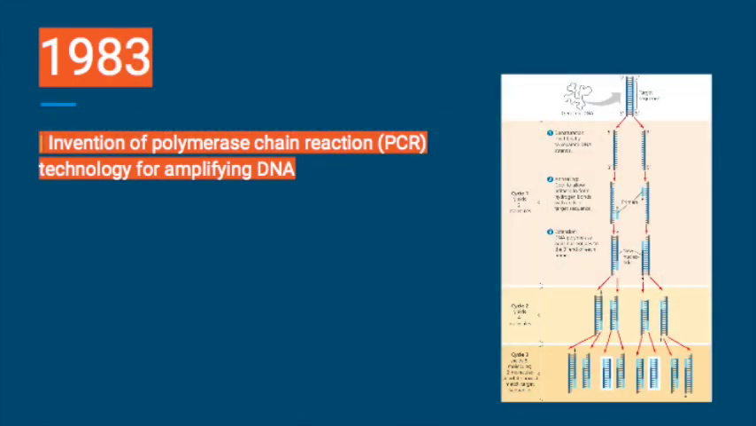In 1983, Kary Mullis discovered the polymerase chain reaction, which is a relatively simple and inexpensive technology used to amplify, or make billions of copies of, a segment of DNA.